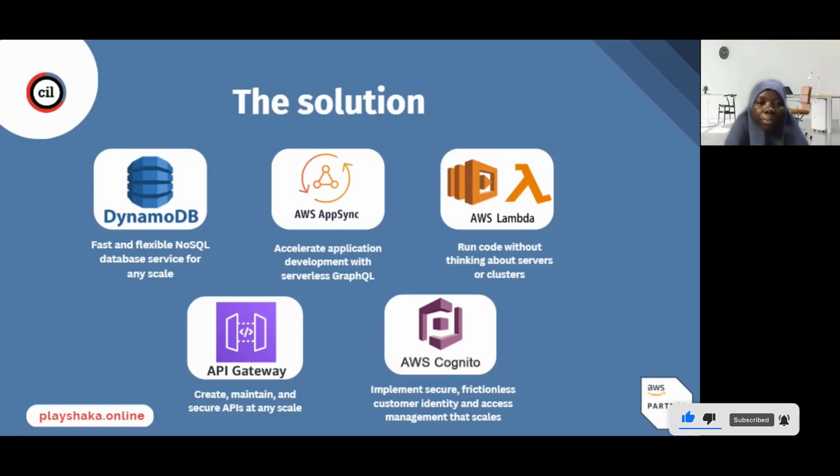So moving forward, we have API Gateway here. With API Gateway, we can create, maintain, and secure APIs at any scale. You might be wondering about the difference between API Gateway and AppSync. API Gateway makes it easy to create a RESTful API that is backed by Lambda functions.